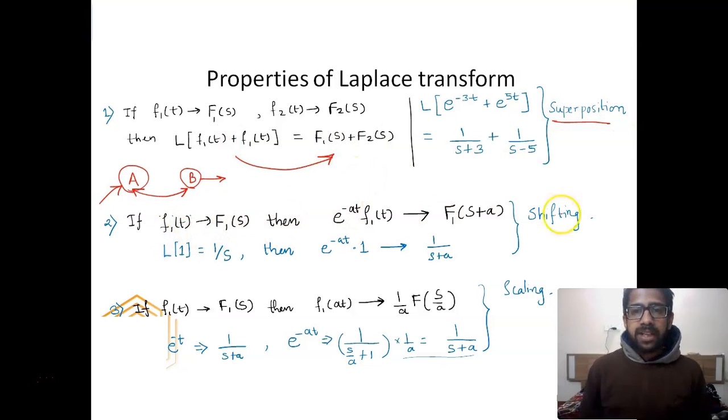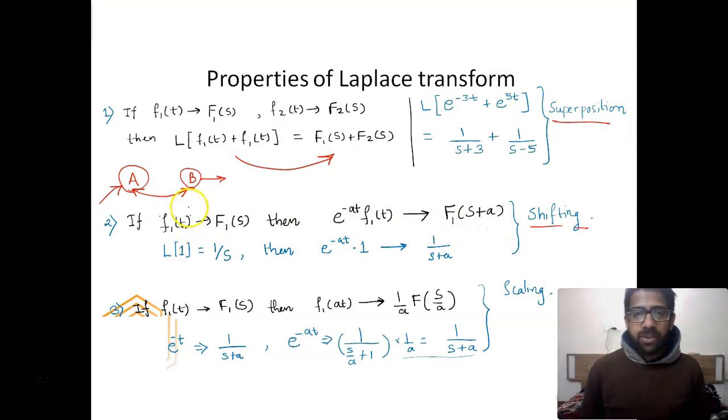The second property is known as shifting. What is shifting? If you multiply a time domain function by e raised to minus at, every s is replaced by s plus a.